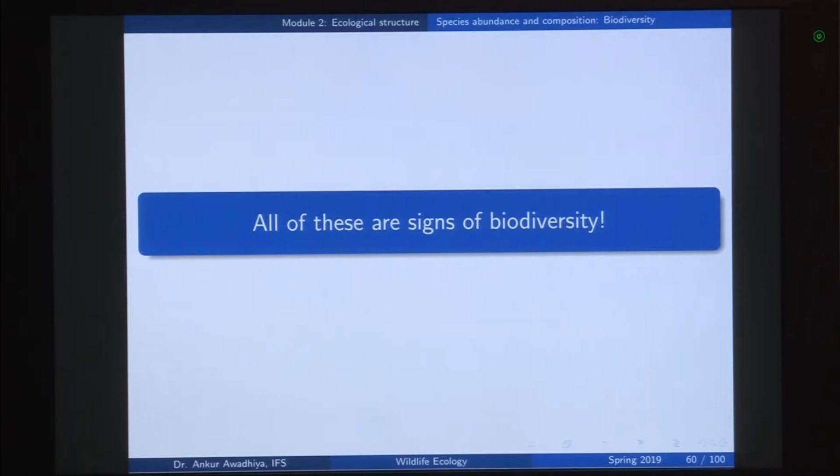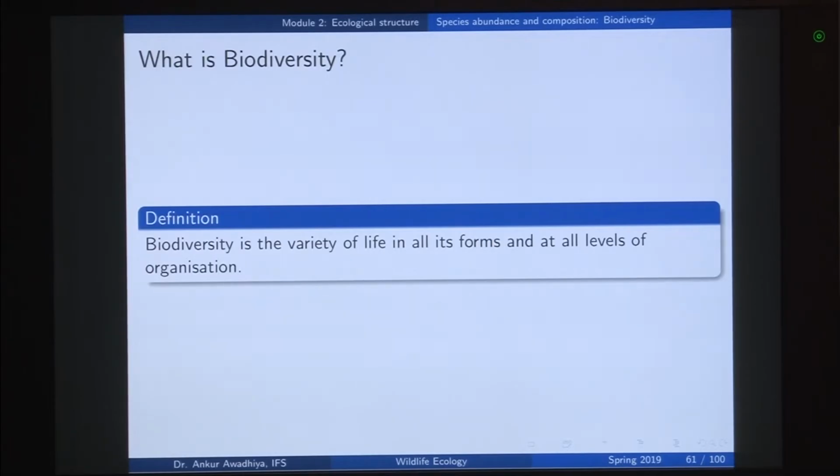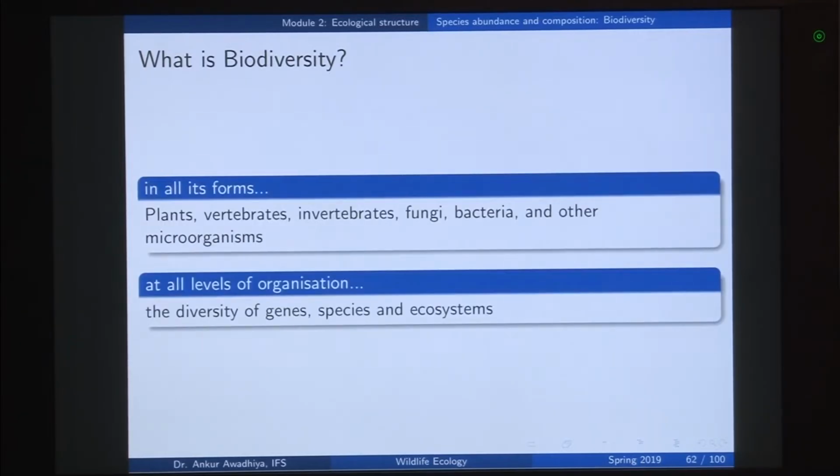So, how do we define biodiversity? Biodiversity is the variety of life in all its forms and at all levels of organization. Now, in the last lecture, we looked at the different levels of organization that are found in nature, and biodiversity refers to the variety of life. So, variety of life is the different kinds of life forms that we are seeing in all its forms and at different levels of organization. When we say in all its forms, it includes plants, vertebrates, invertebrates, fungi, bacteria and other microorganisms.